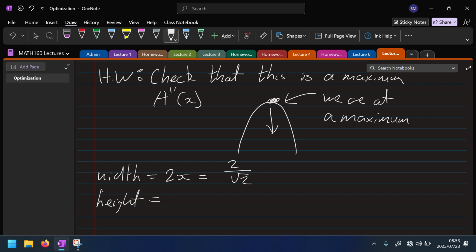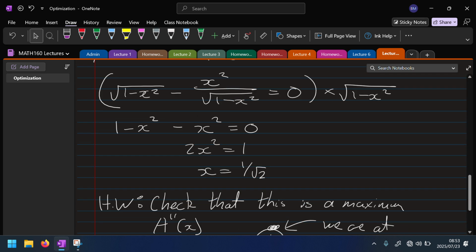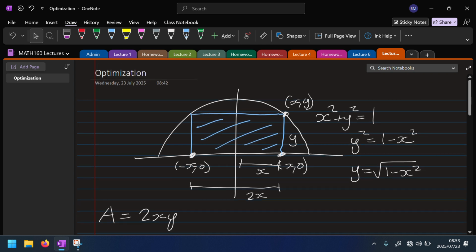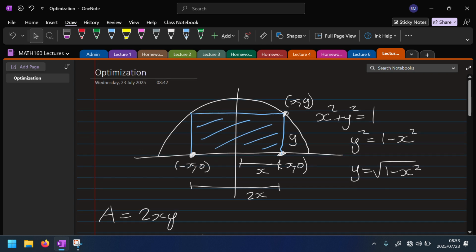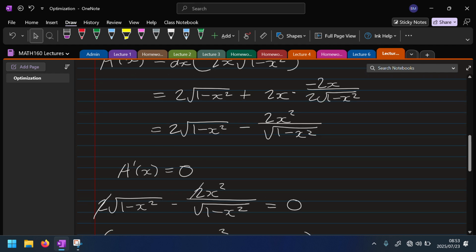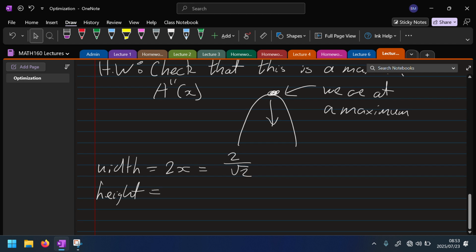Height, how do we find that? Well, that's the y value. We just go back up a little bit. There, on the right side, y equals root 1 minus x squared. You can use that to find y. That will be 1 over root 2. So that is the shape of the rectangle that will give us maximum area.